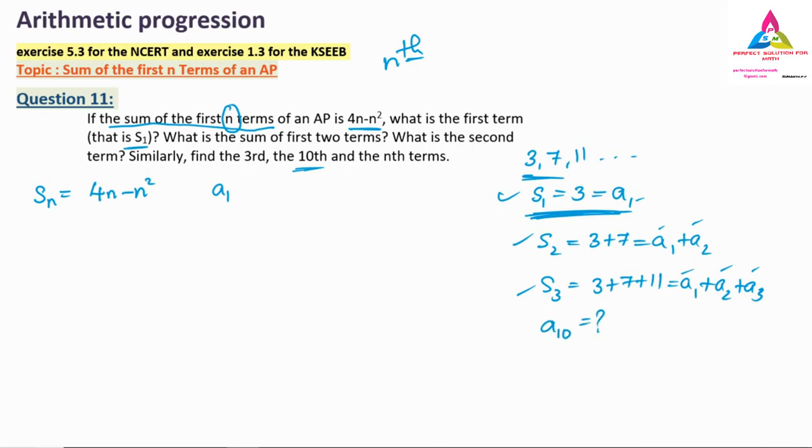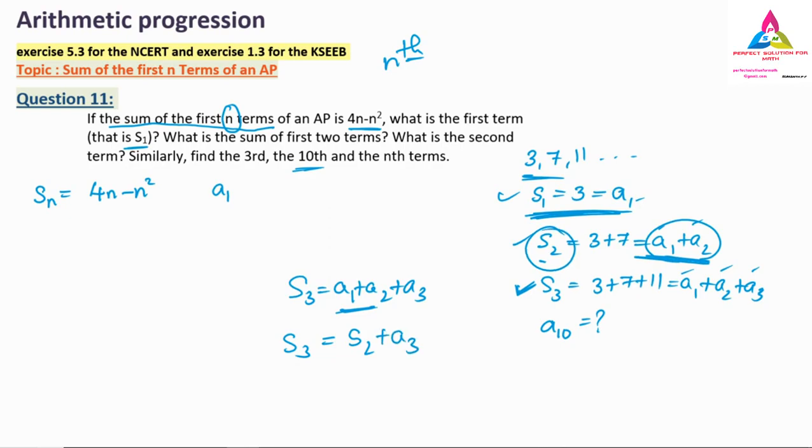How to find it? That is a question for you, but it is easy. How will we find a10? For example, I will take the S3 example again. I have written that S3 is nothing but a1 plus a2 plus a3. But this S3 can be written as S2, because a1 plus a2 is nothing but S2, plus a3. Understood?